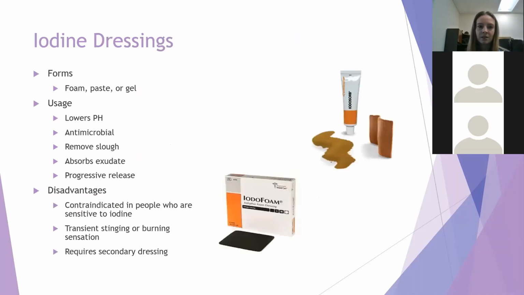Iodine dressings come in a foam, paste, or gel. They lower the pH, they're antimicrobial, they work to remove slough and absorb exudate, and a lot of them have a progressive release of the iodine with exposure to drainage. The disadvantages: they're contraindicated in people who are sensitive to iodine. They can cause a transient stinging or burning sensation, and all of them require a secondary dressing.